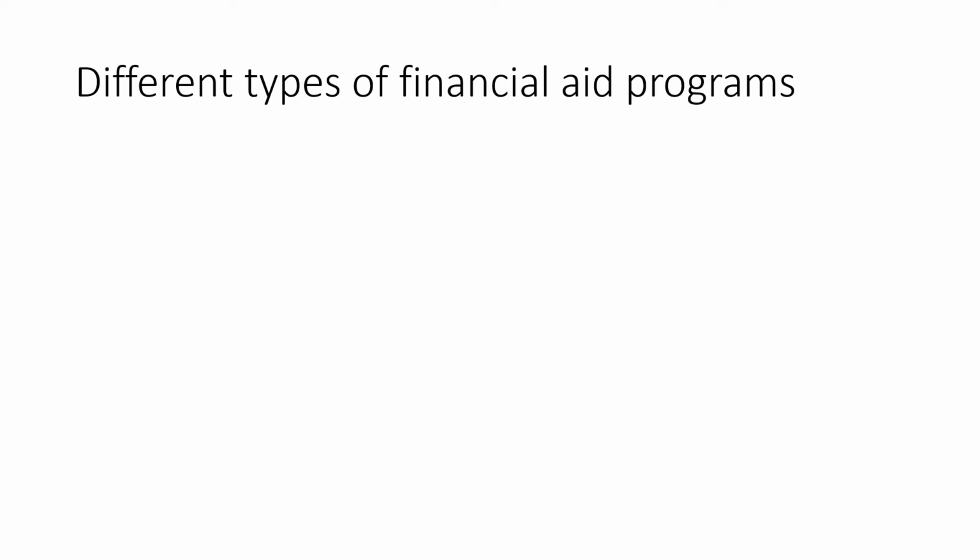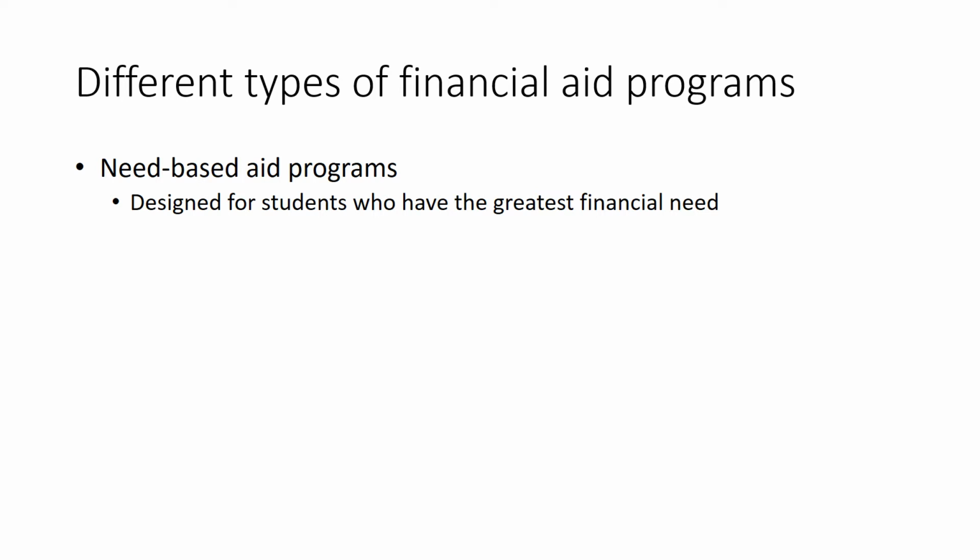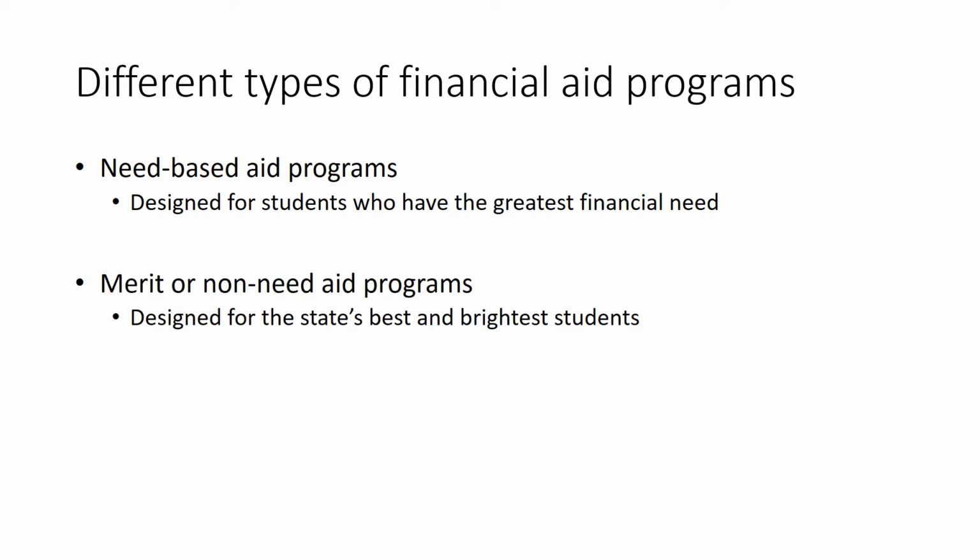Colleges want to give everybody the opportunity to continue education so that they can get the degree that they need to move on to a career later on in life. Another aid program is merit or non-need aid programs. These are designed for the state's best and brightest students. These are the kids that will get scholarships, have good grades, and stuff like that. Basically, model citizens. Some of them may also fall in the need-based. They may be low income and just excel at schoolwork, but some of them may come from a more wealthy family and also get good grades, so they would qualify for the merit or non-need aid program.